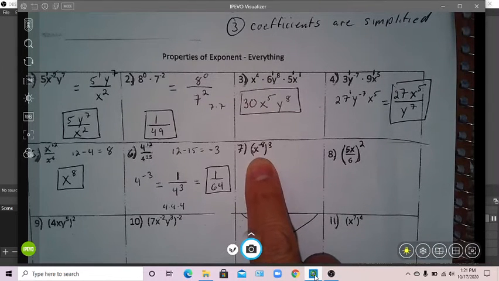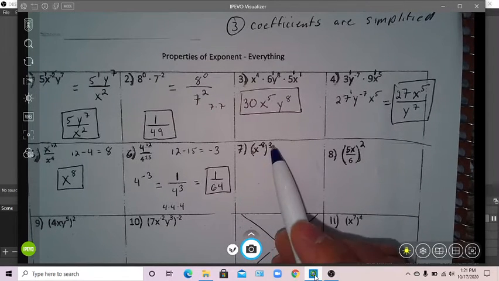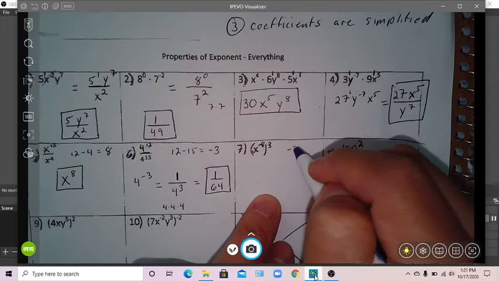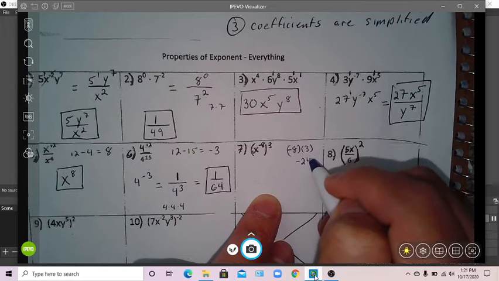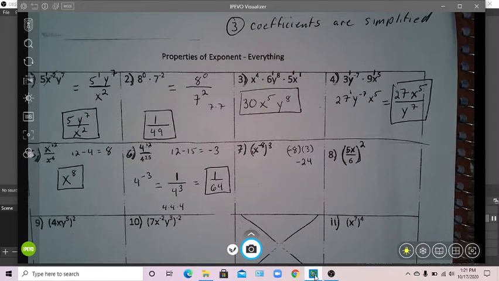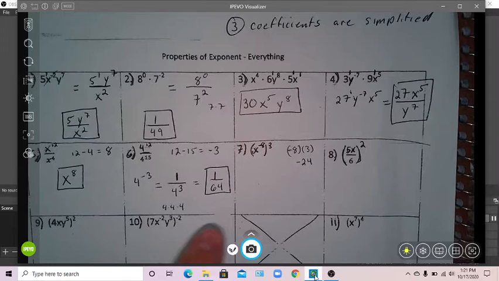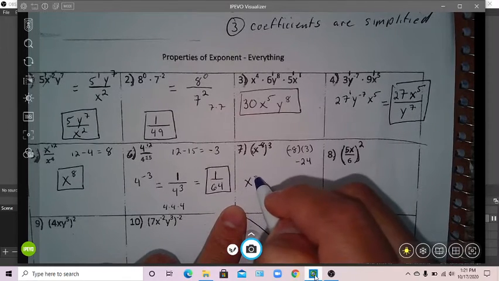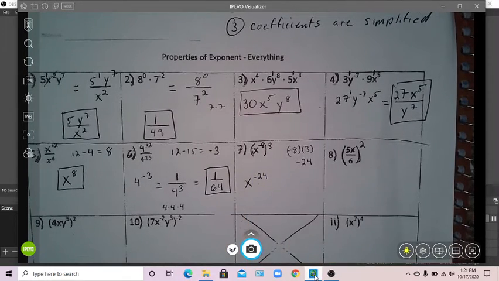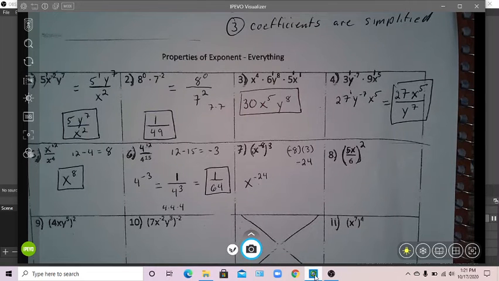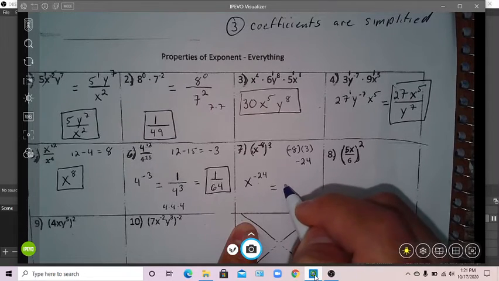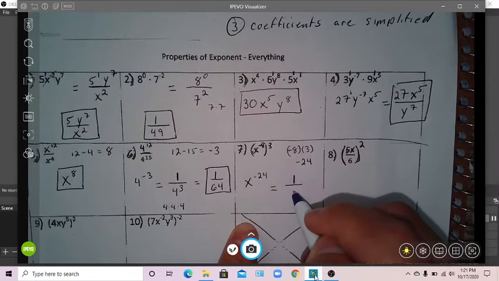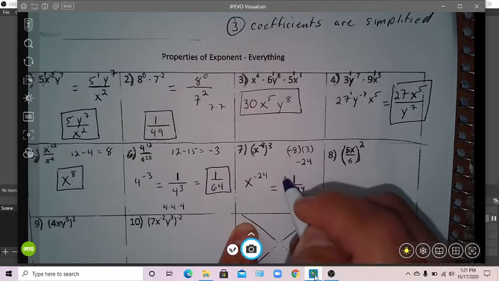This one, there's only one base, one base of x. It's this negative 8 taken to the 3rd power, so this is negative 8 times 3. Negative 8 times 3 is negative 24. So this is x to the negative 24 power. So you multiply those. Now, negative exponent, I'm going to rewrite it as a fraction then. 1 goes in the numerator. x to the positive 24 goes in the denominator.